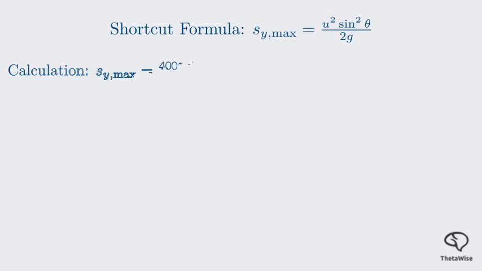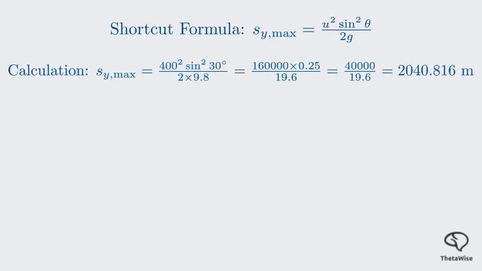The memo uses a shortcut formula for maximum height: U squared sine squared theta over 2g. If we use this, we get the same answer of 2040.816 meters.